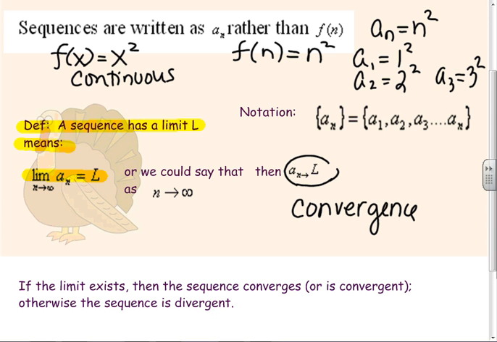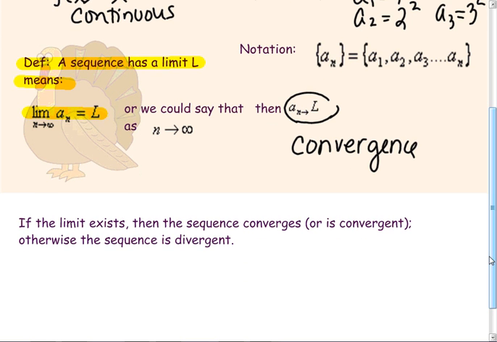Does my sequence of squares converge? You would have 1, 2 squared is 4, 3 squared is 9, 4 squared is 16. No, this does not converge. So we say it diverges.